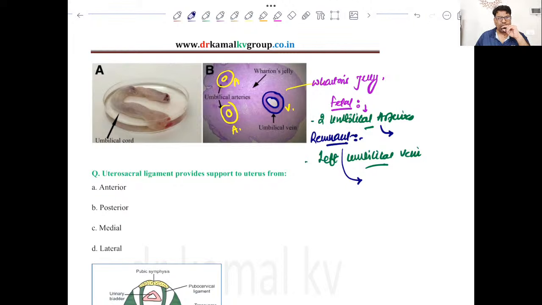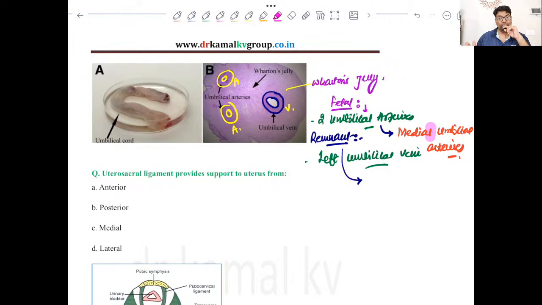The two umbilical arteries persist as, again this is a very common snare, not allantoin. This is medial umbilical arteries, right? So again the important point is medial.